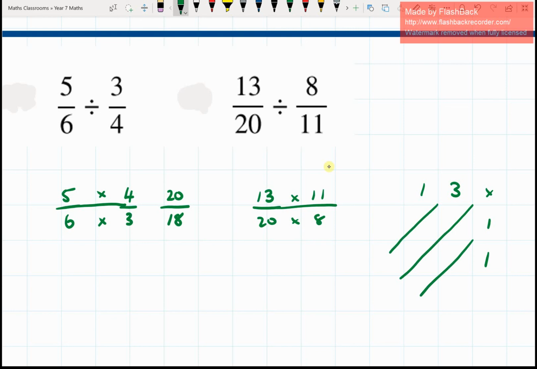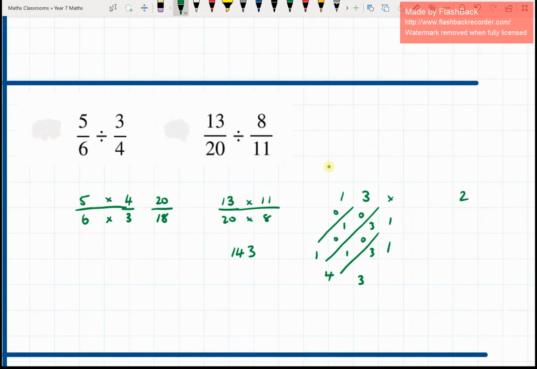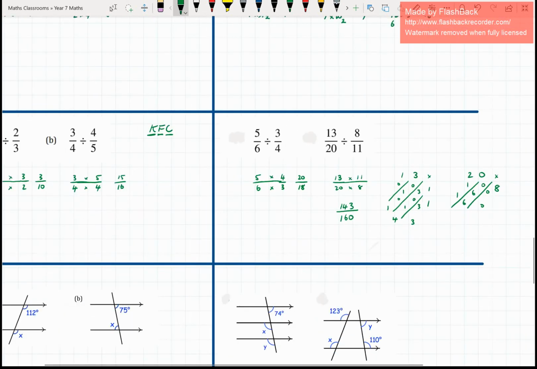How many? 3 times 1 is 3. 1 times 1 is 1. Then we have 3, and we have 1. Okay, so just remember, you all know this anyway, but I'd have 143, and then we can do the same thing, the lattice method, for our 20/8. And we can see there that we've got 160 there. Okay? So really, really well done if you got those two right.